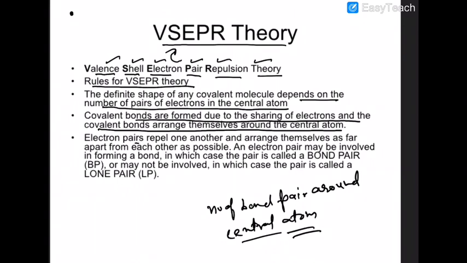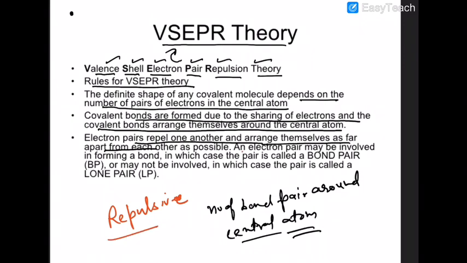The electron pairs repel each other and arrange themselves as far apart as possible. Why? Because electrons carry charge, and charged particles repel each other. They want to be as far apart as they can go, to minimize the repulsive interaction. So the second point coming out is that repulsive interaction must be the least.